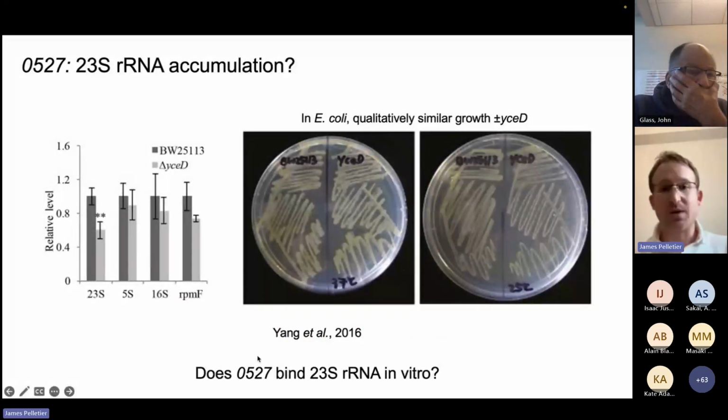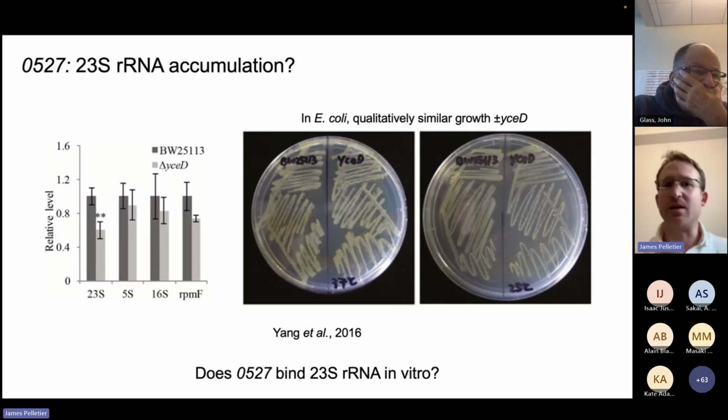And there's really only one paper that we're aware of in which they showed that in an E. coli strain lacking this gene, there's a significant reduction in the amount of 23S ribosomal RNA. But they showed qualitatively there's no effect on growth in that when they streaked the cells out on plates, there wasn't a major change in the density of cells that were observed. But to my knowledge, other phenotypic changes weren't investigated here. So as a starting point, we're planning to investigate in an in vitro system whether purified 527 interacts with 23S ribosomal RNA as a starting point.